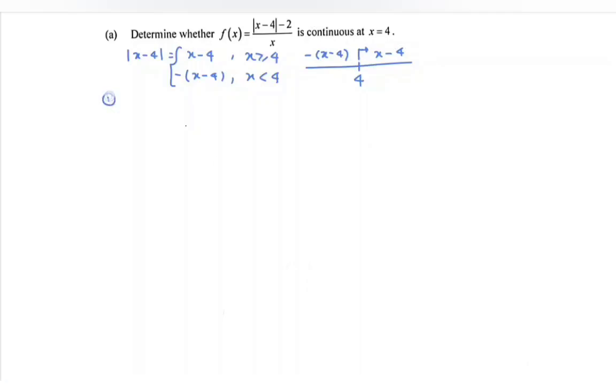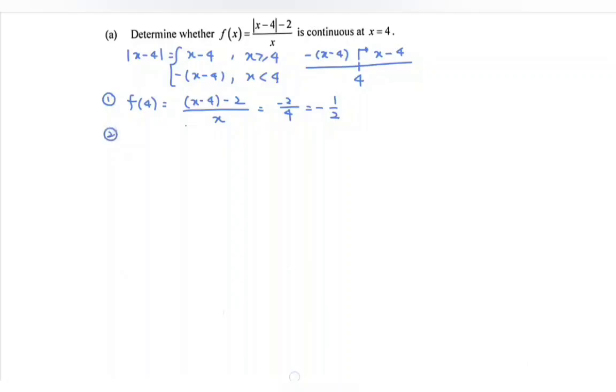So step number 1, f(4). If it refers to the number line, we are moving towards the right hand side where we have to substitute the 4 into the x - 4. Then we will have the situation, (x - 4 - 2)/x. So if we substitute, we will have -2/4 and we can have -1/2. So that is for the f(4).